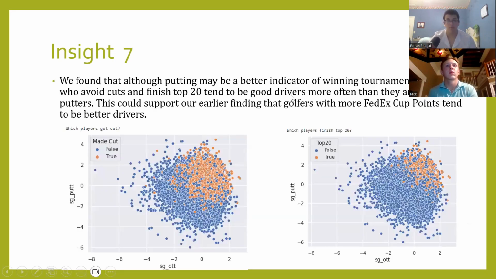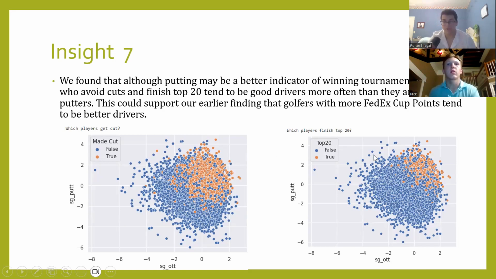And so what we found here was that on the left side, we have our scatter plot of players who made the cut. And we found that overall, these players tend to be better drivers than putters if they're making the cut. So people who made the cut are in orange and people who missed the cut are in blue. And you can see players to the right of 0 on the x-axis tend to be more orange than players above 0 on the y-axis. So players who are better drivers tend to make the cut more often than players who are good putters.